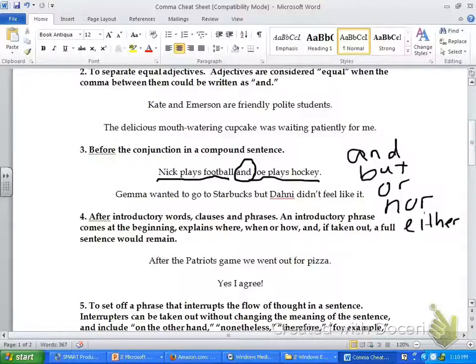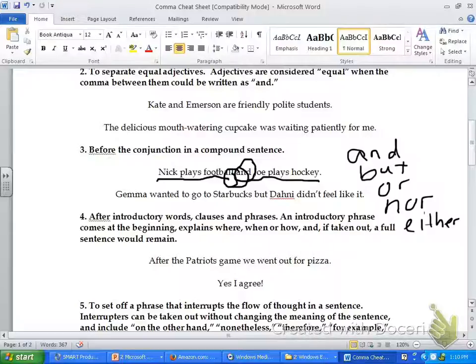Okay, so we want to have a comma before the conjunction in the compound sentence. So the comma is going to go right here. Nick plays football, comma, and Joe plays hockey.